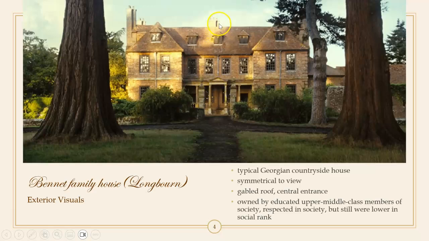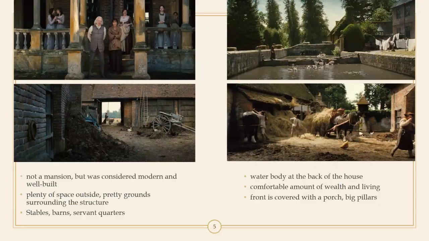It's all the elements that you see in the picture. Like if you split the picture from the half, you see everything's mirrored. So that was one of the most significant characteristics of Georgian era's architecture. These kinds of houses were owned by educated upper class members of the society, which were respected in the society but were still lower in the social rank compared to the aristocrats we are gonna talk about further upon.